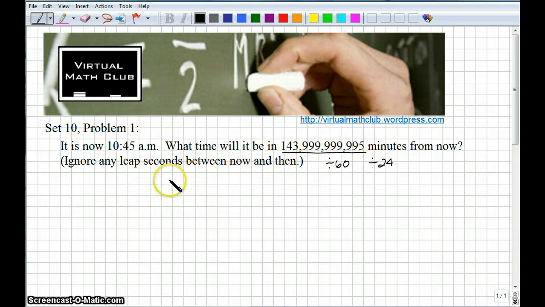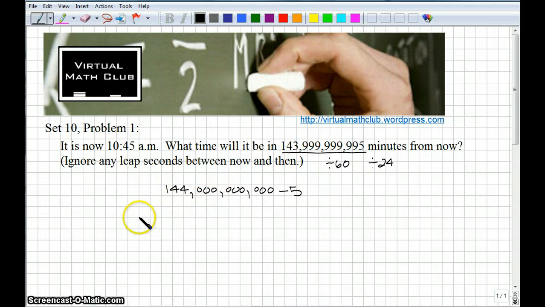Well, let me go ahead and give you the solution, and I'll solve it for you here. So let's see. 143,999,999,995 is equal to 144 billion even, minus 5. Okay? So 144 billion is actually an easier number to work with.